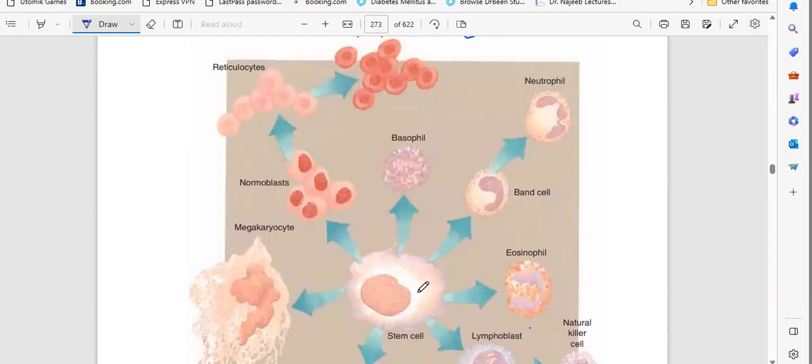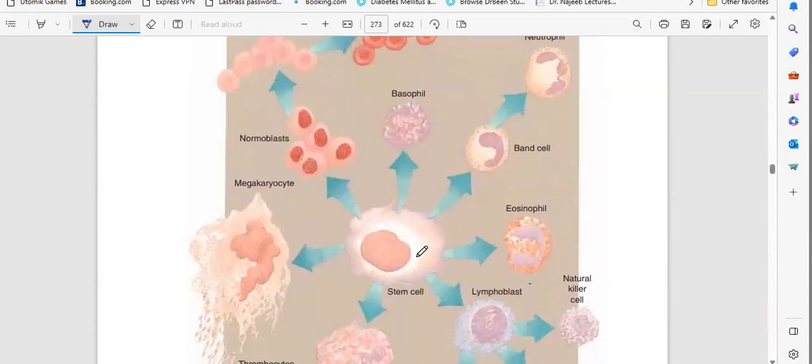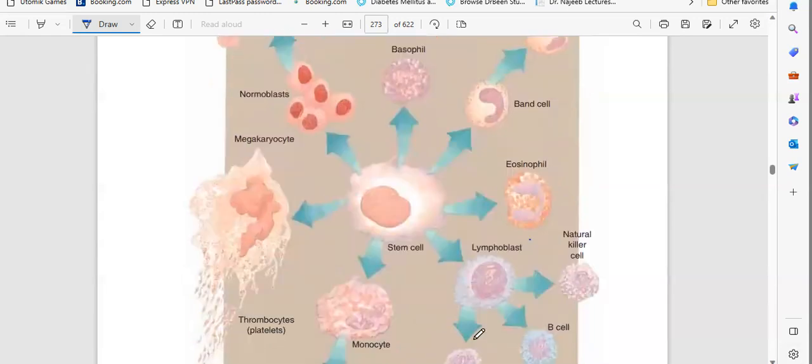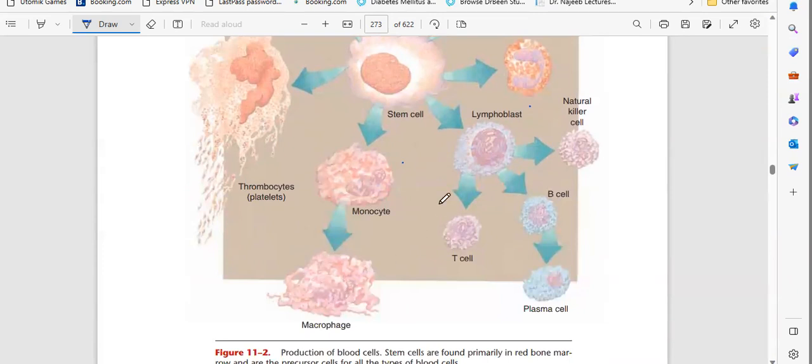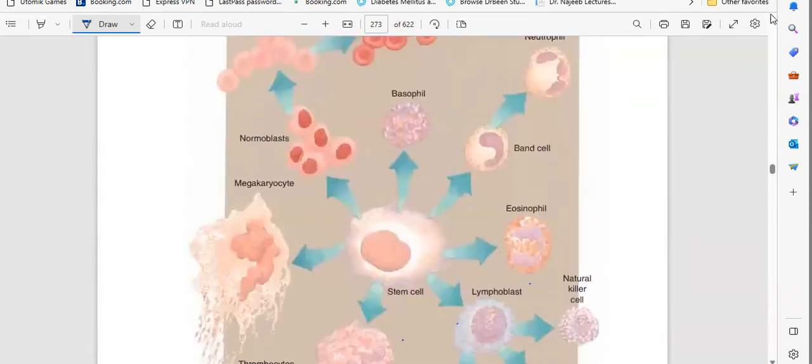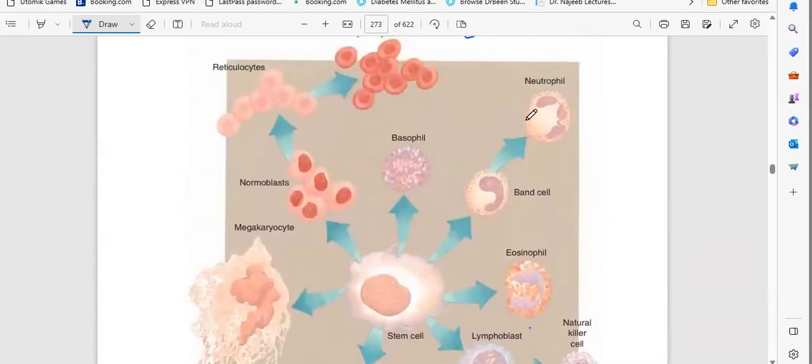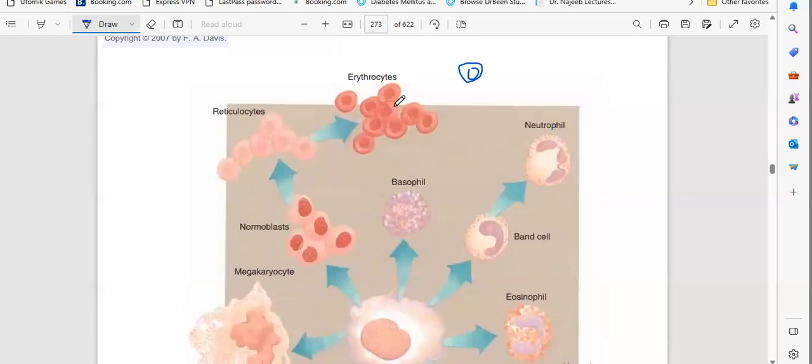You can see that this is the stem cell. From the stem cells, we have different types of cells. We have normoblast, we have basophil, we have gland cell, we have eosinophil, okay. We have monocyte, we have lymphoblast. From the monocyte, we have macrophage. From the lymphoblast, we have T cell, plasma cell, B cell. From the band cell, we have neutrophil. From the normoblast, we have reticulocyte. From the reticulocytes, we have erythrocytes.